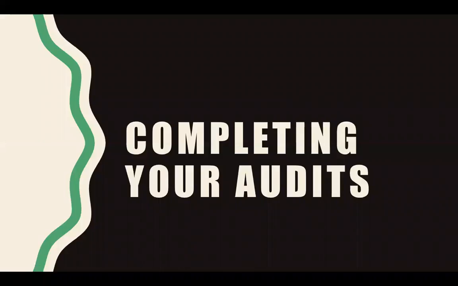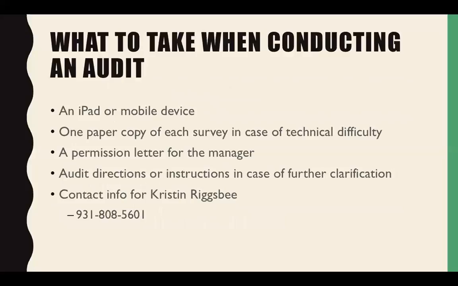So what do you do when you actually go out to complete your audit? You know where to go, you know when you're going to go do it. What do you need to do? Well, first of all, you need to take an iPad or a mobile device. It is easiest to go ahead and enter the data immediately. However, there's always the possibility that something can go wrong: no Wi-Fi, your technology fails. So it's absolutely imperative that you have a paper copy of each survey in case of technical difficulty.